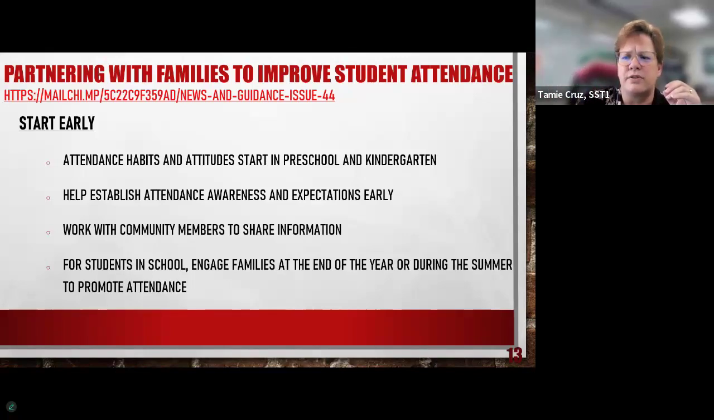Any ways that you do this with any of these things with families? That you want to share?